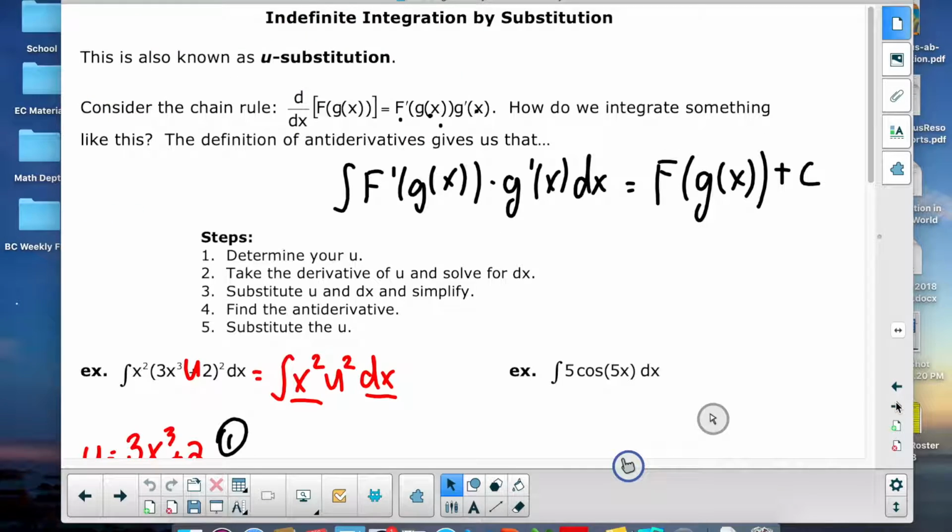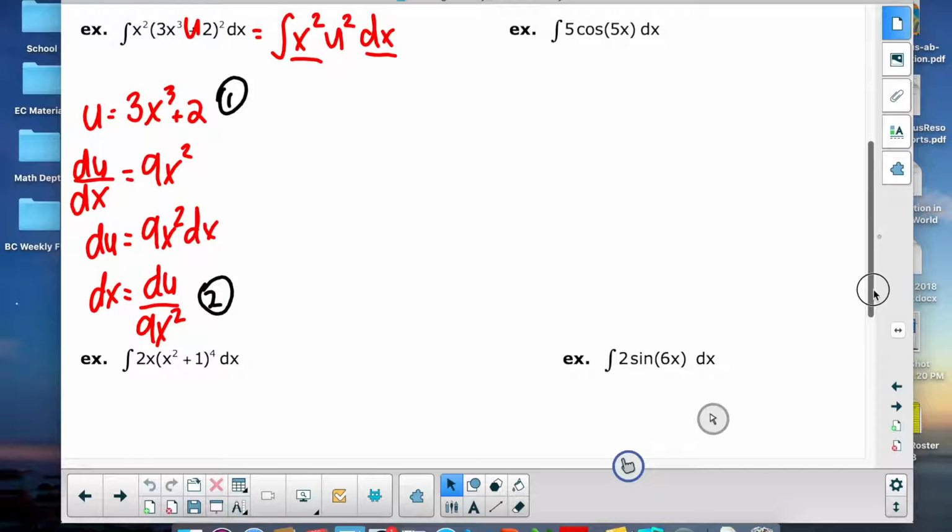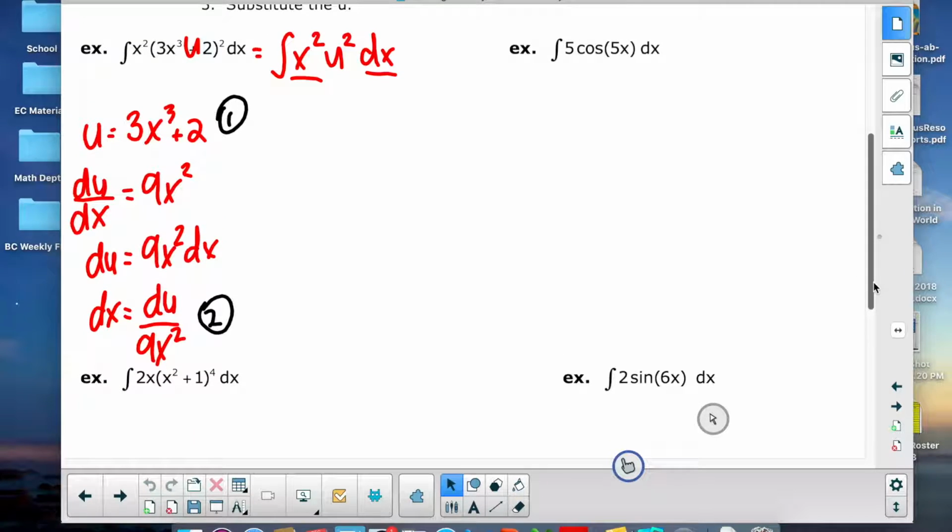So yesterday we left off, we talked about this problem. We left off right here, correct? Remember the 5 steps to using U substitution is to 1, determine your U, 2, take the derivative of U and solve for the dx. That's kind of where we stopped yesterday.